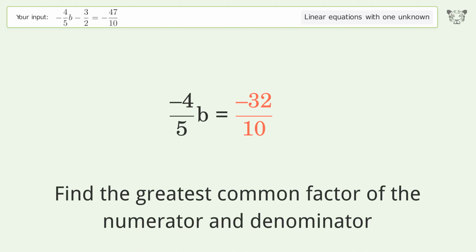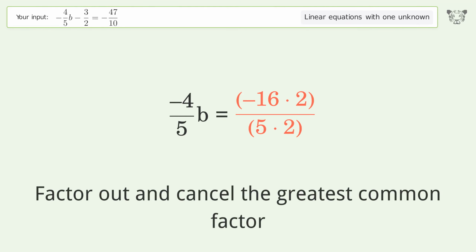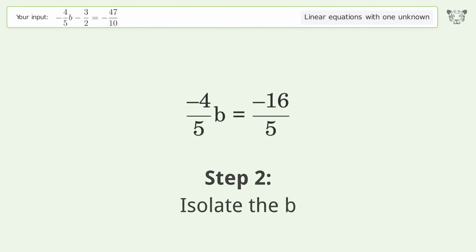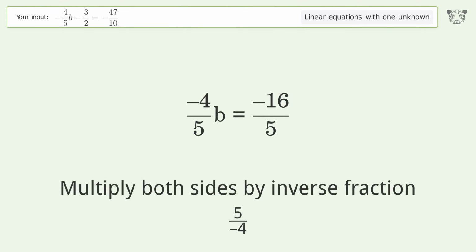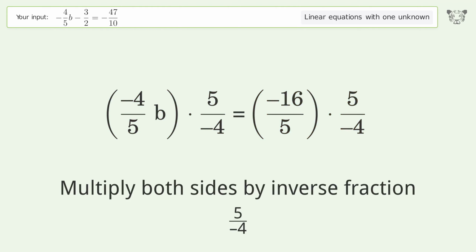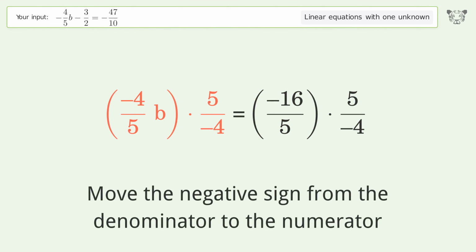Find the greatest common factor of the numerator and denominator. Factor out and cancel the greatest common factor. Isolate the b. Multiply both sides by inverse fraction 5/4. Move the negative sign from the denominator to the numerator.